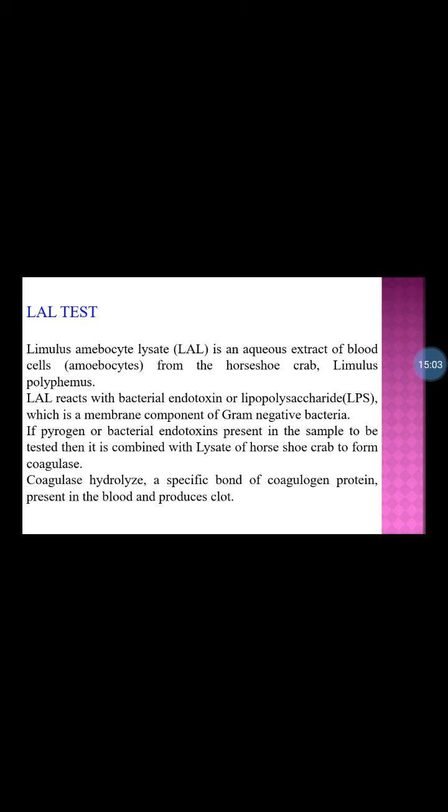Limulus amoebocyte lysate reacts with bacterial endotoxins or lipopolysaccharides, which are a membrane component of gram-negative bacteria. If pyrogens are present in our sample to be tested, then they combine with the lysate of the horseshoe crab to form a coagulase, and that coagulase hydrolyzes a specific bond of the coagulogen protein present in the blood and produces a clot.